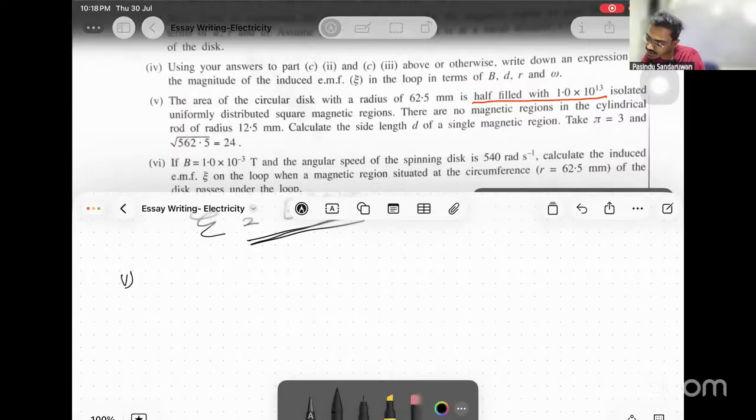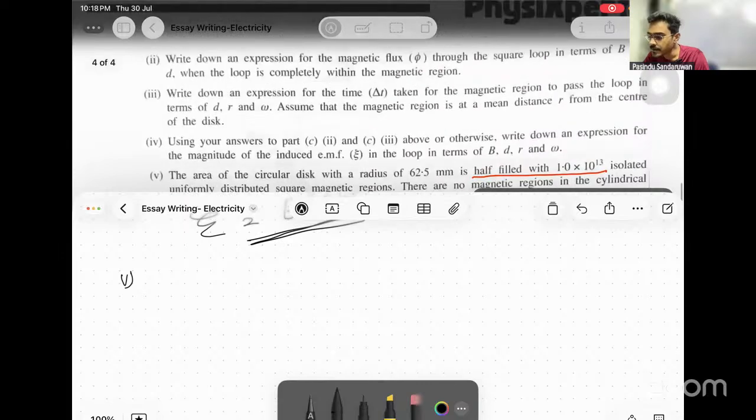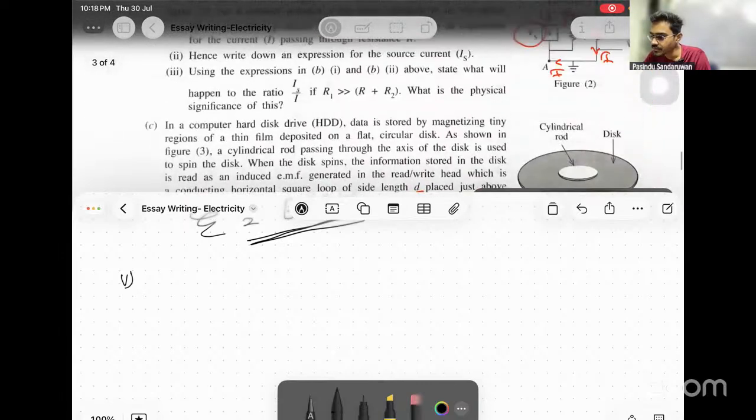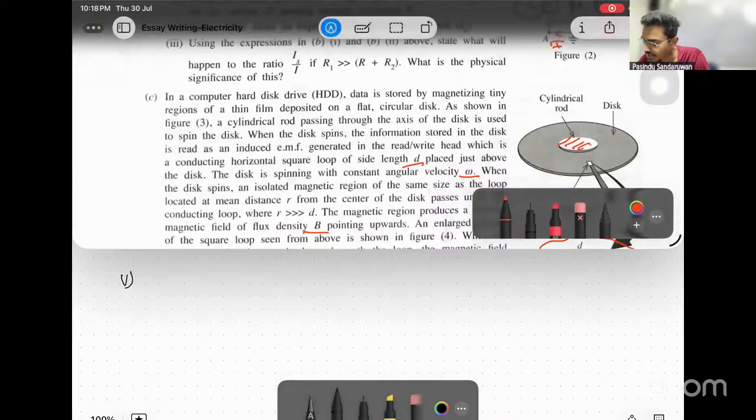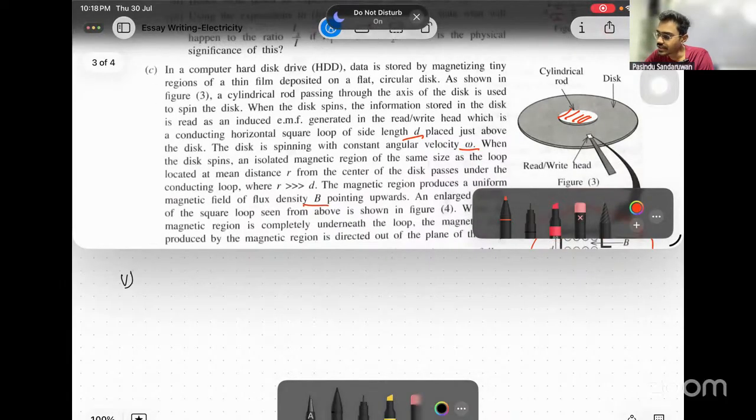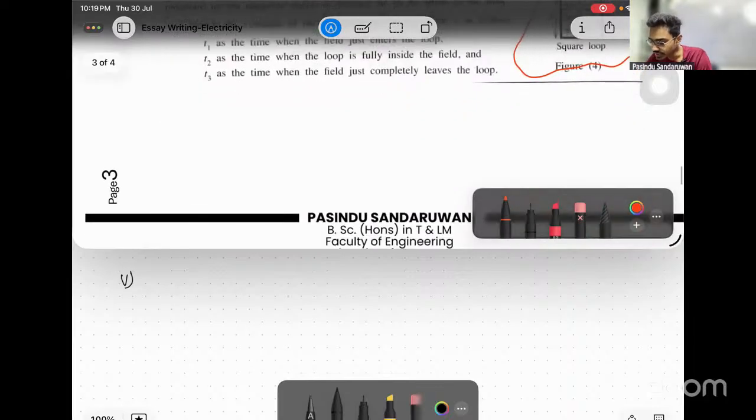Such 10 to the power 13 are there. There are no magnetic regions in the cylindrical rod of radius 12.5. See, this part is a cylindrical rod. No magnetic field here. Then the magnetic field is only in the remaining disk, only in this darkened volume. The radii are given to us, and there's no magnetic field in the cylindrical rod.